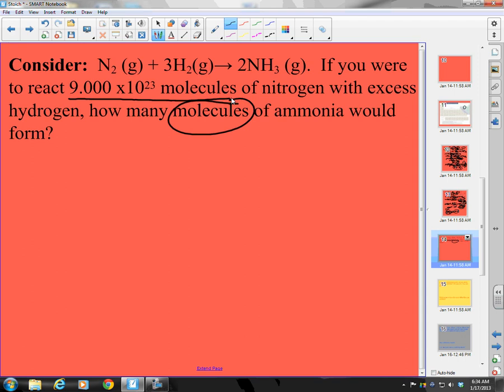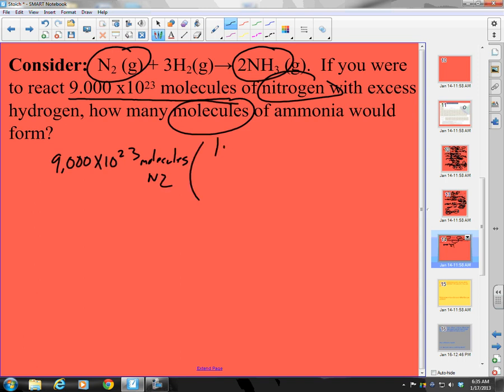Well, where am I going to start? I have molecules of nitrogen right here, and I want to get molecules of ammonia, so I'm going there. So what's the first thing I need to do? 9.000 times 10 to the 23rd, and these are molecules of N2 times what? 1 mole of N2 per what? 6.022 times 10 to the 23rd molecules. Got it. Hey, this is going to be a piece of cake.